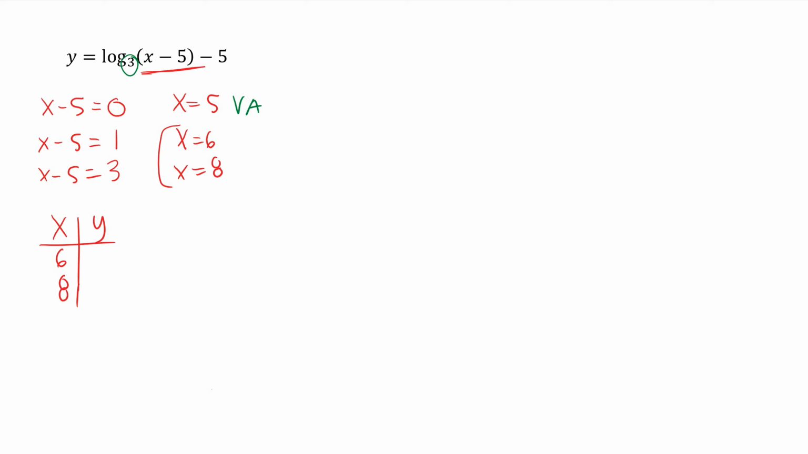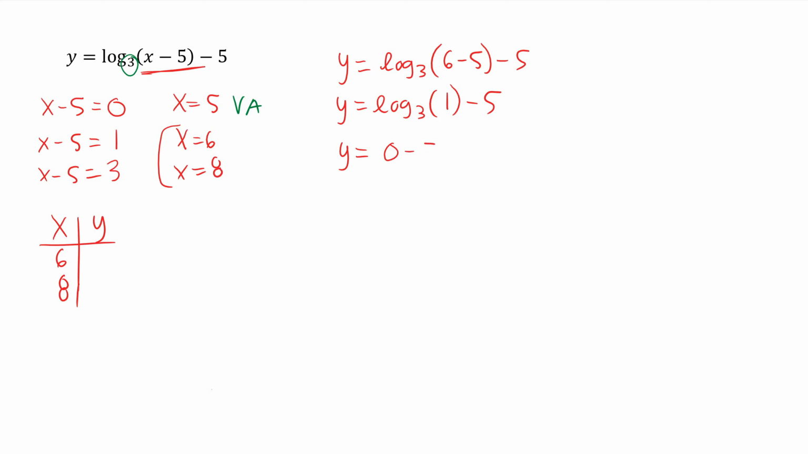To find y, I'm going to plug in my x. Y equals log base 3 of (x minus 5) minus 5. So remember, I'm plugging in my first x. My first x is 6. So let's go ahead and solve. Y equals log base 3 of 6 minus 5, which is 1, minus 5. So log base anything of 1 is 0. That's why we chose 1, because we wanted to make this easy on ourselves. So 0 minus 5 is going to be negative 5.